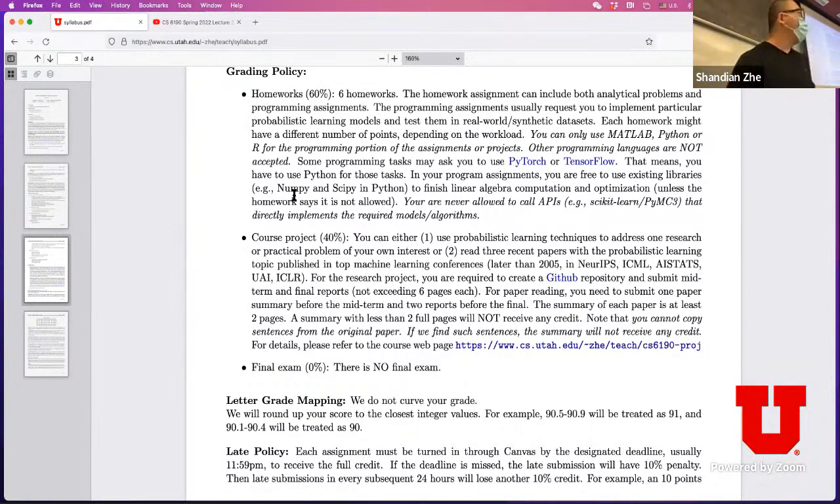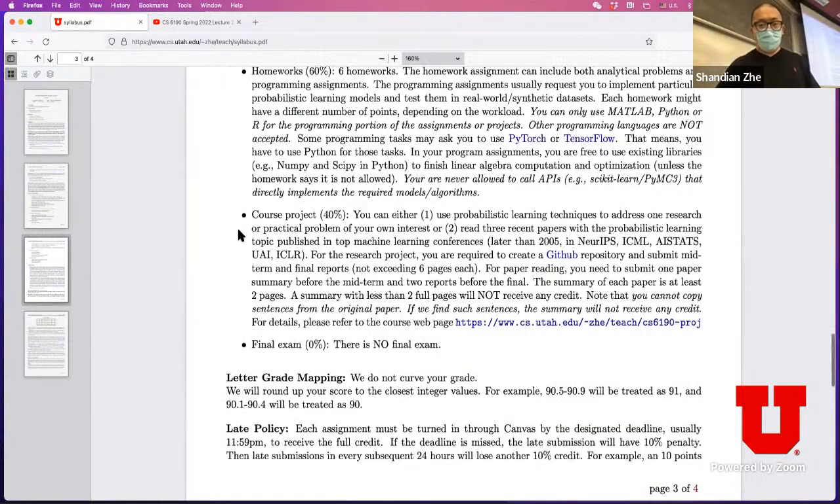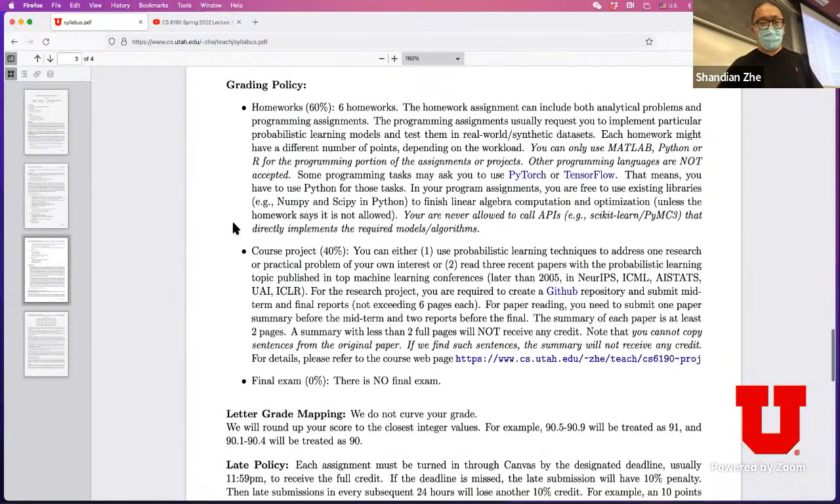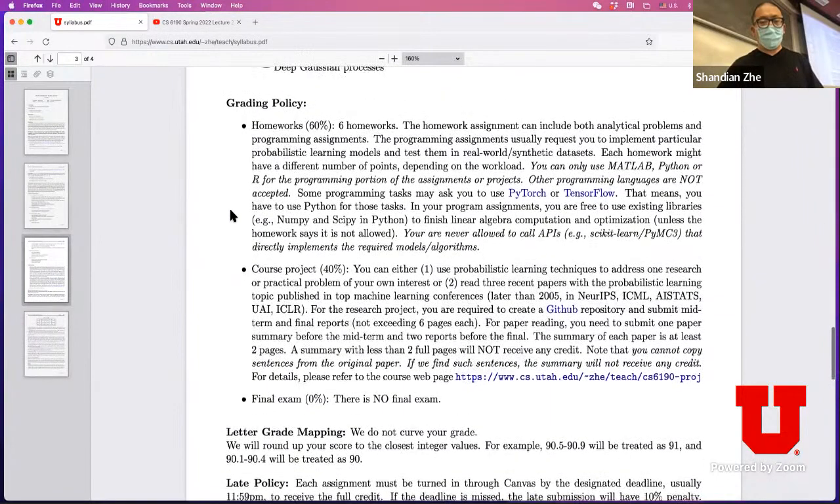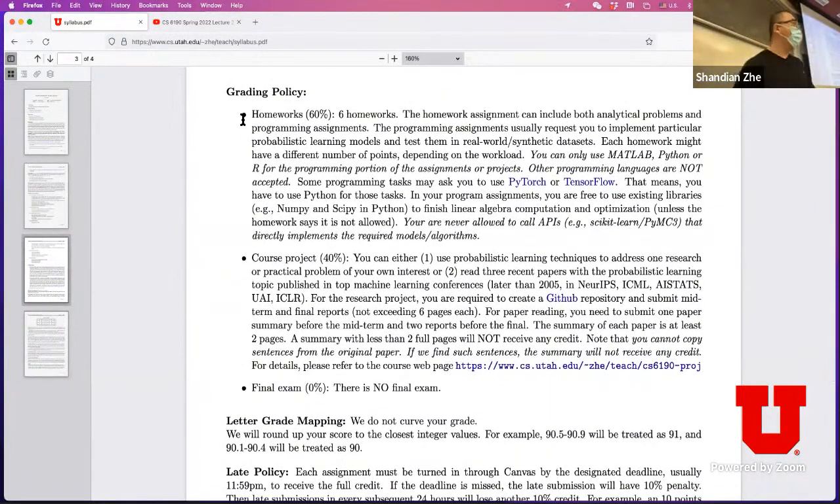Let us continue. So in the last lecture, we talked about the general definition of probabilistic learning. What are the advantages? What are the challenges? And also what are we going to talk about for this course? And we are in the middle of going through the syllabus. So I think we have arrived at the grading policy.